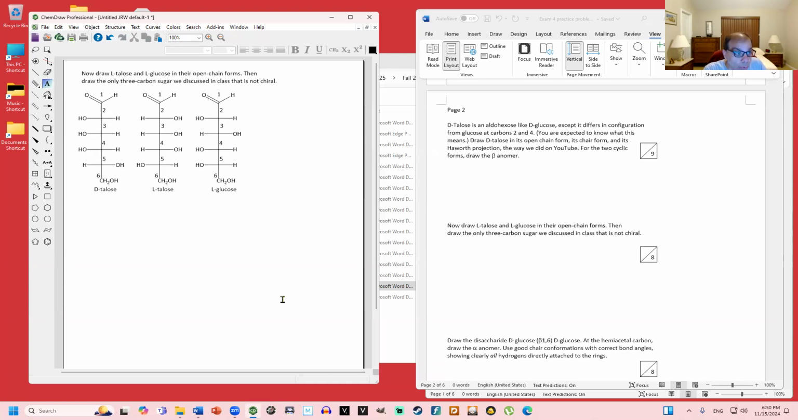And then it says, draw the only 3-carbon sugar we discussed in class that is not chiral. And there's only one candidate for that. It's 1,3-dihydroxyacetone. It doesn't ask for the name, so we don't need to put it. If the question asked for the name, we'd put the name. So that's 1,3-dihydroxyacetone. We'll run into that guy again very soon in chapter 29. It shows up in glycolysis, I believe. Good, so much for that.